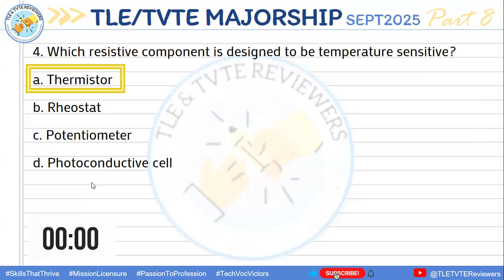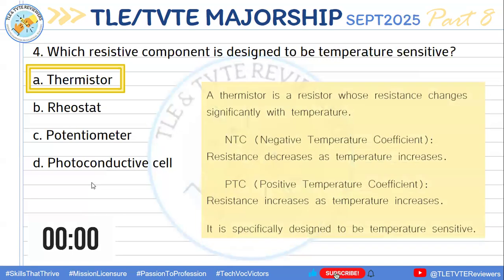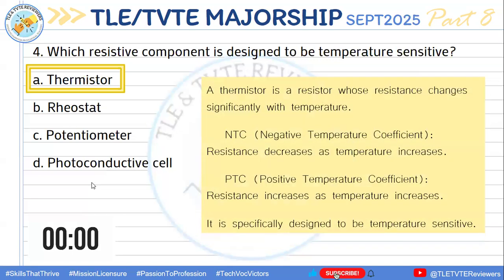Answer letter A, thermistor. A thermistor is a resistor whose resistance changes significantly with temperature. NTC, or negative temperature coefficient: resistance decreases as temperature increases. And PTC, or positive temperature coefficient: resistance increases as temperature increases. It is specifically designed to be temperature sensitive.